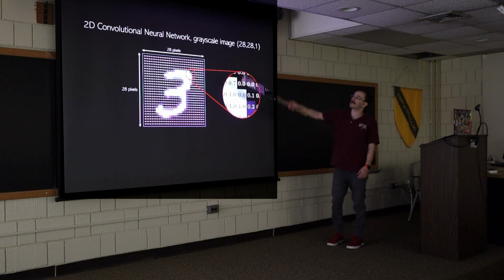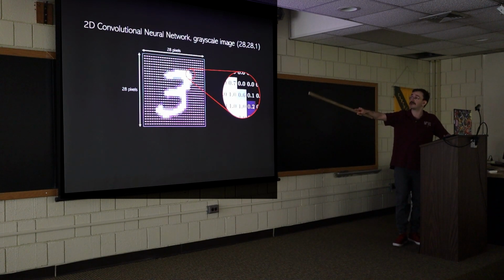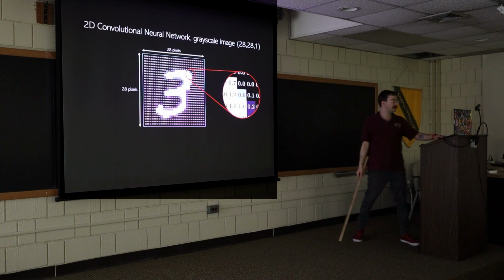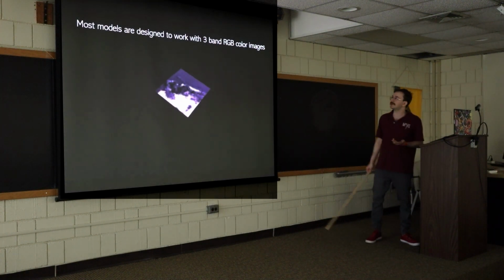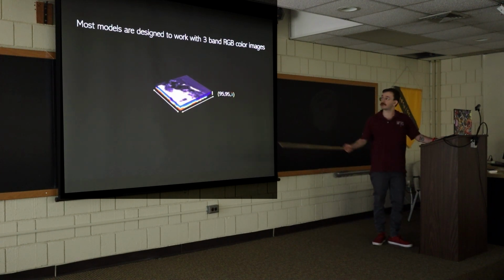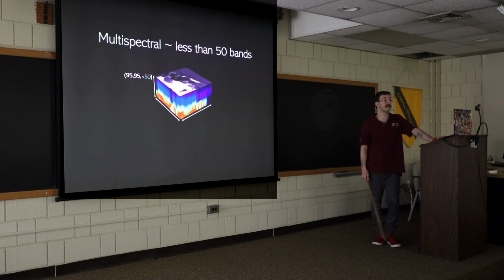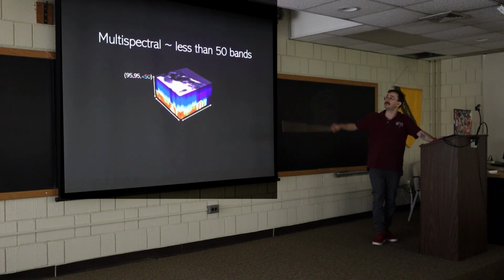Now, we've been talking within the context of a 2D convolutional neural network, right? So we have a 28 by 28 by 1 channel because it's grayscale. But most models are really designed to work with 3-band RGB images, right? So you have your spatial dimensions, 95 by 95, and 3 bands. Or if you're like us, you're interested in multispectral data where you have upwards of 50 bands.